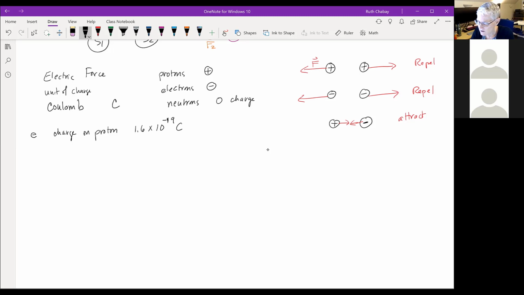So in this case, the number e has the value of plus 1.6 times 10 to the minus 19 coulombs. The charge on an electron is equal to minus e, so it's equal to minus 1.6 times 10 to the negative 19 coulombs.